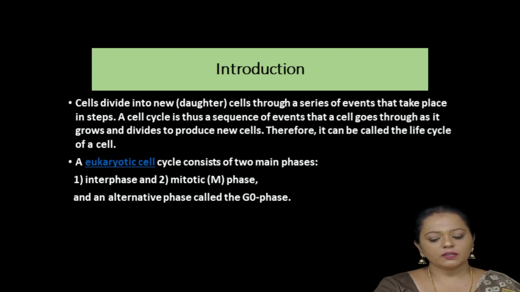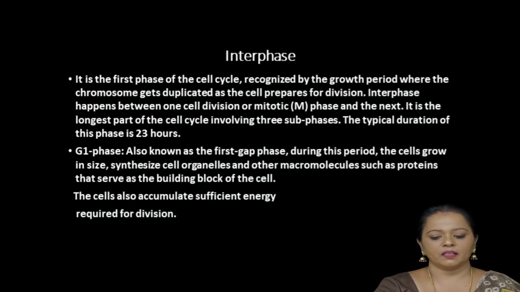A eukaryotic cell has two important phases, which are interphase and M phase, which is also known as the mitotic phase. It also has a quiescent phase, which is a resting phase, also called the G0 phase. Coming to the interphase, it has three phases. The first one is the G1 phase, the second is the S phase, and the third one is the G2 phase.